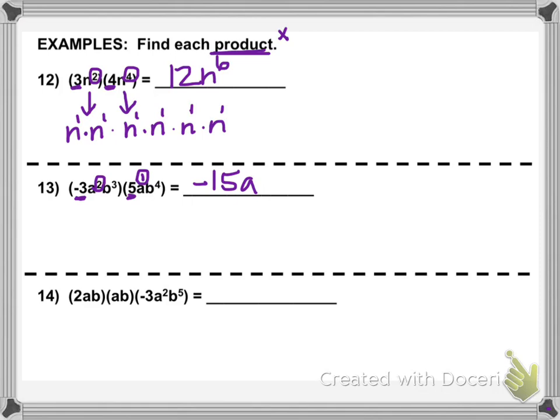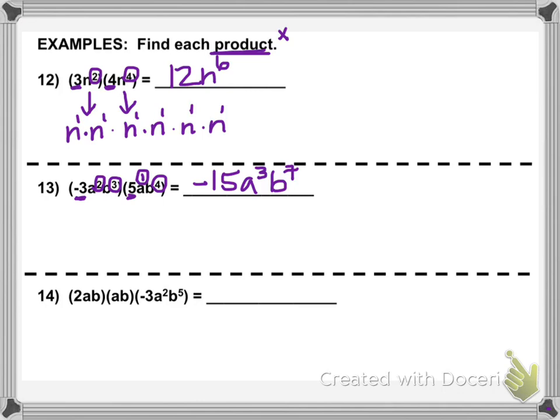So I'm going to add the 2 and the 1 that are the exponents of my a's, and I'm going to get a 3. Okay, now let's look at the b's. The b's have exponents of 3 and 4, so we're going to add those, and we'll get an exponent of 7. Okay, so you're adding the exponents of the variables that are the same.